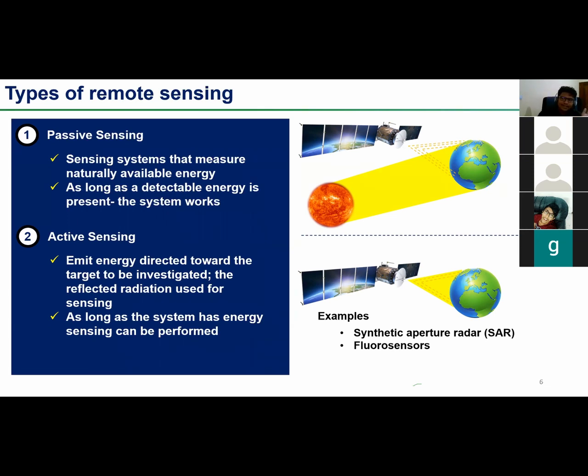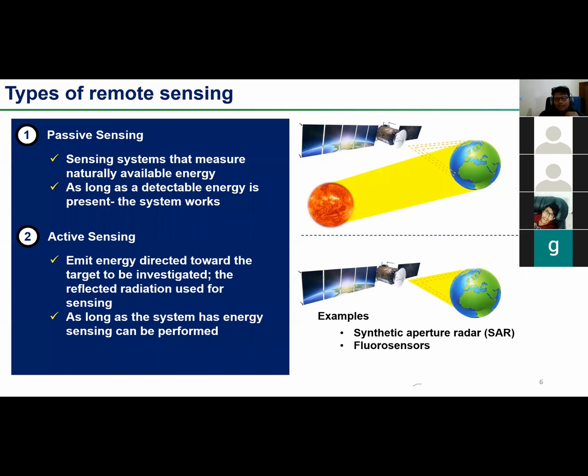So if the particular object has some chemical composition, then the energy will be absorbed and so on and so forth, so you can do your analysis. Maybe it can even be AAS, atomic absorption spectroscopy. In general, it's very simple to understand: you have the passive sensing systems and you have the active sensing systems.